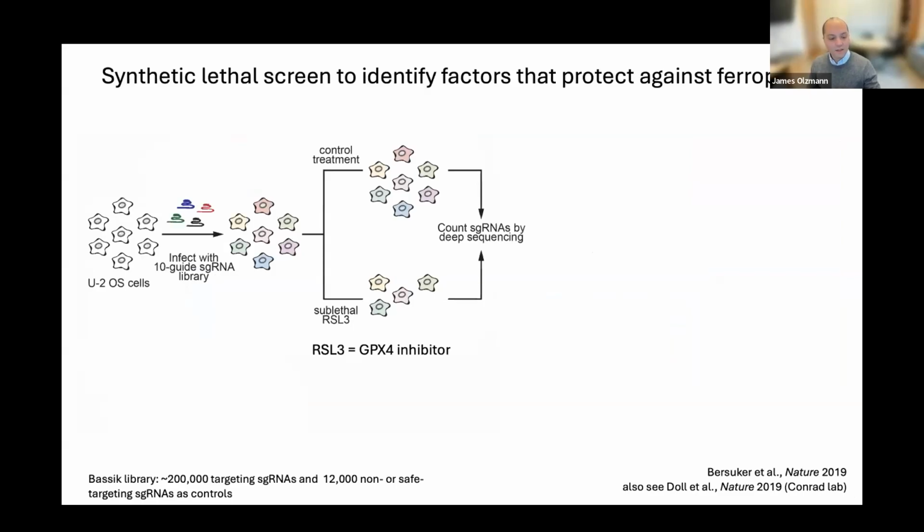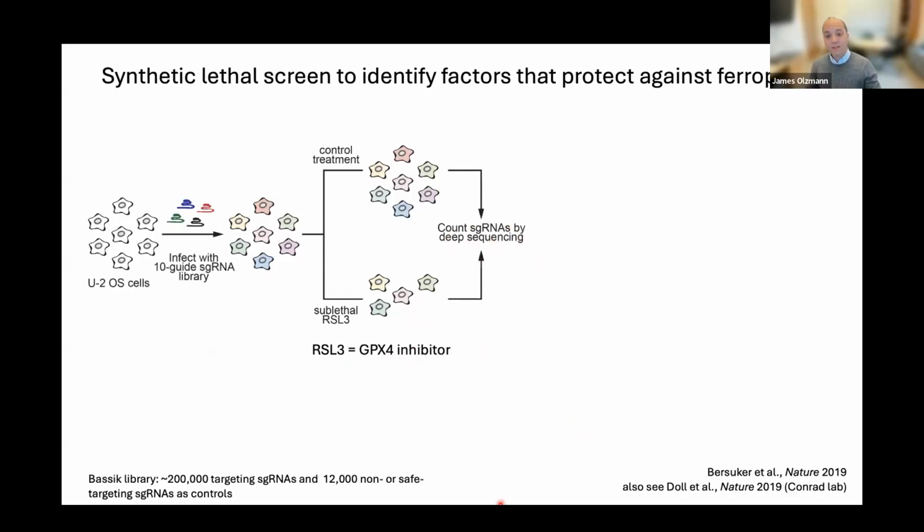So we did a synthetic lethal CRISPR screen. This was a number of years ago now, in a ferroptosis-resistant cancer cell line, U2OS. This is an osteosarcoma cell line. We introduced a CRISPR library and then simply treated with the GPX4 inhibitor RSL3. And you can imagine under these conditions, cells that are sensitized by loss of an additional protective factor would die, and they'd be disenriched in the final population, and we could identify these by deep sequencing.